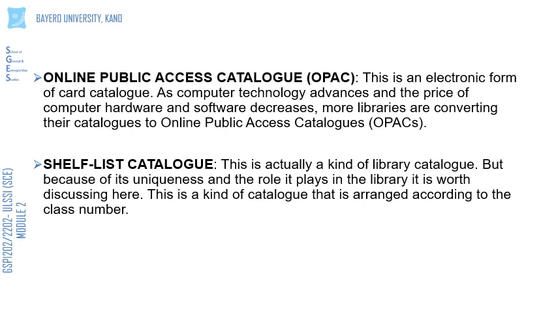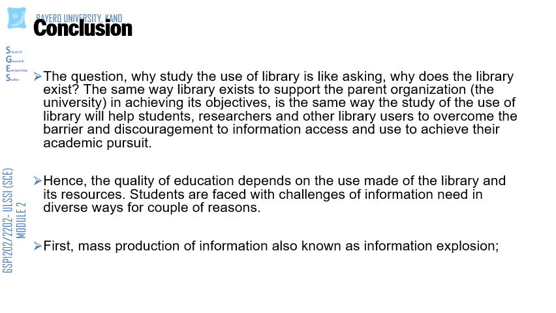This is actually a kind of library catalog, but because of its uniqueness and the role it plays in the library, it is worth discussing here. This is a kind of catalog that is arranged according to the class mark. Usually, you see it near the shelves in the library. It's just like a list of all that is contained on the shelves. That's why we call it the shelf list catalog.